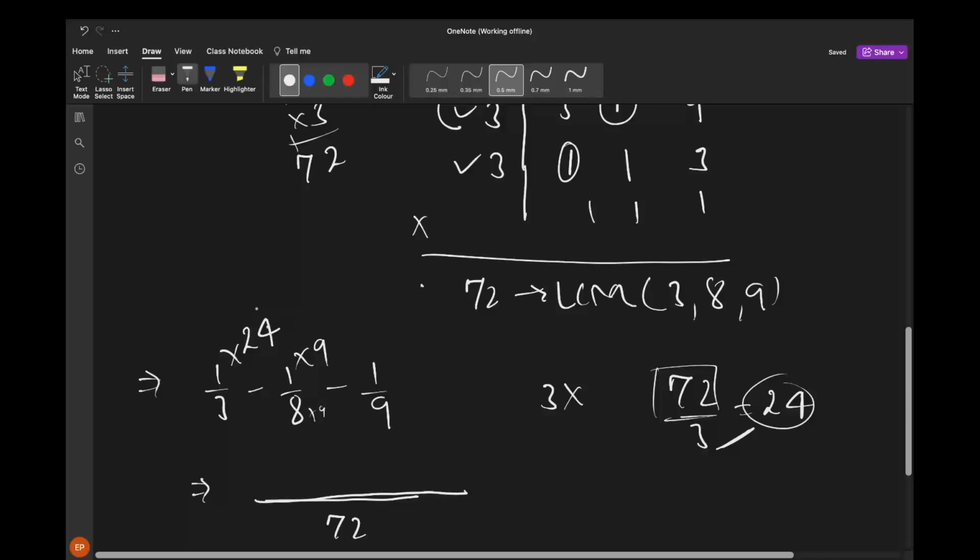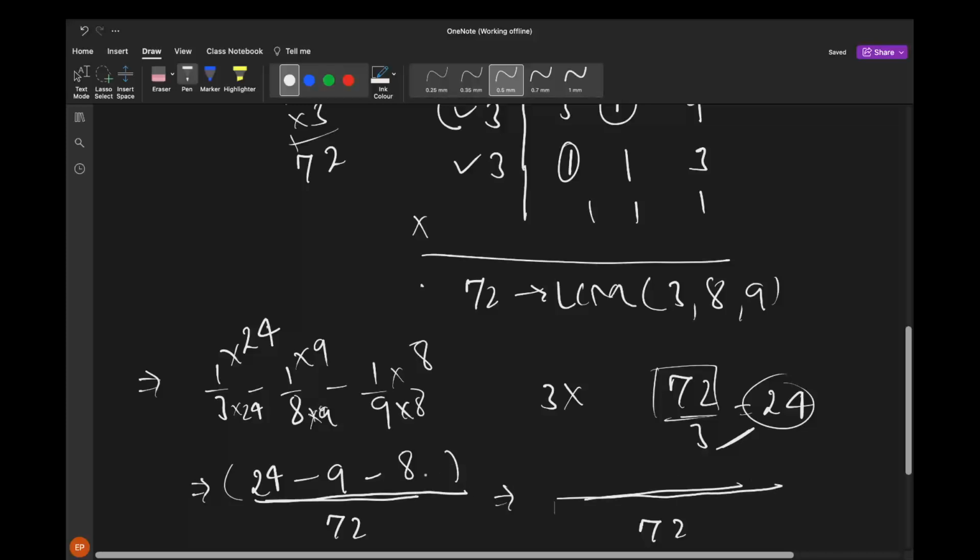I am multiplying here only, because this is nothing but into 24. Here also into 9. Here 9 8s are 72, so 1 into 24 is 24, minus 1 into 9 is 9, minus 1 into 8 is 8. So if the denominators are the same, then it is easy to do the calculation. Whatever the calculation part is, just simply do it. The denominator will be the same for all the numbers, meaning 24 minus 9 minus 8.